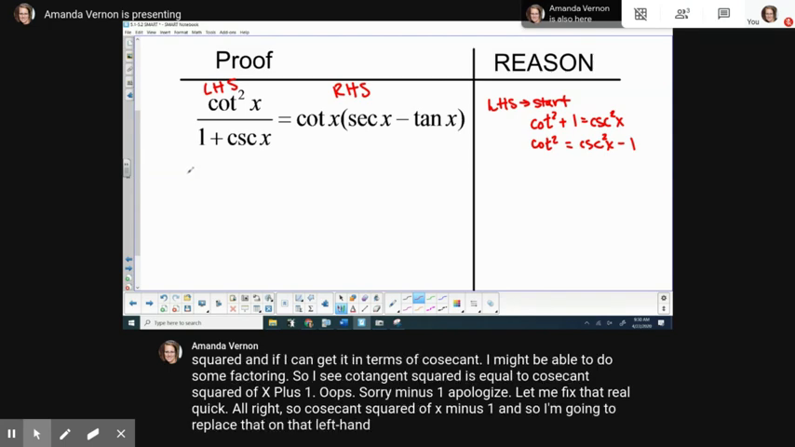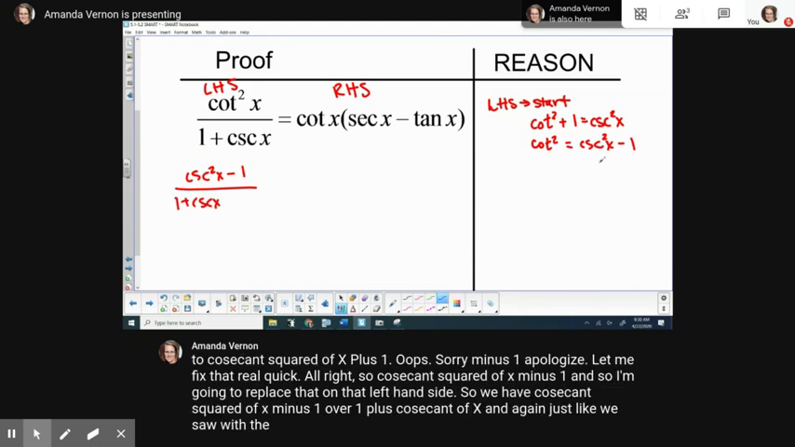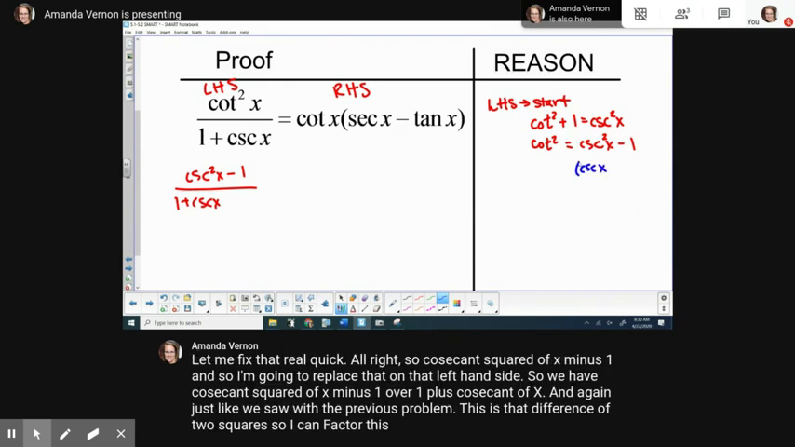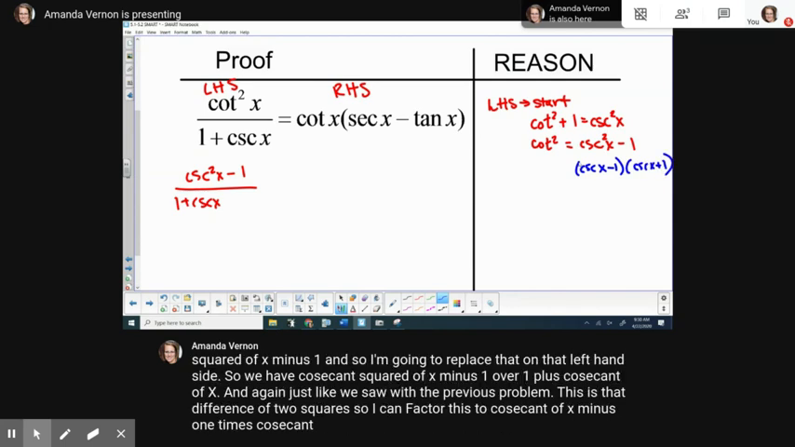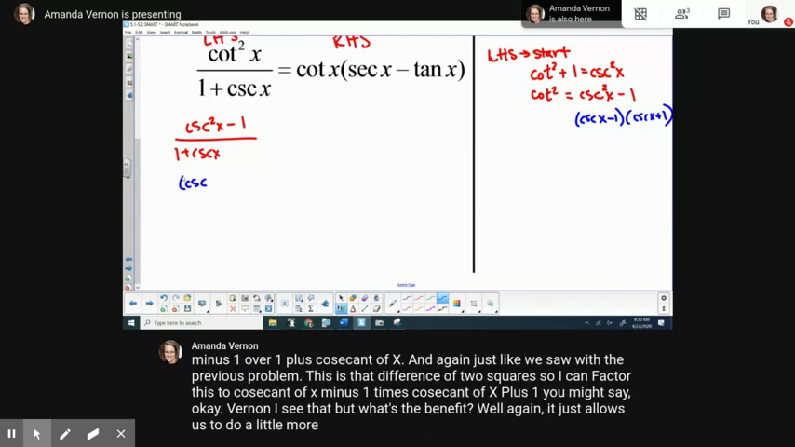So we have cosecant squared of x minus 1 over 1 plus cosecant of x. And again, just like we saw with the previous problem, this is that difference of two squares. So I can factor this to cosecant of x minus 1 times cosecant of x plus 1. And you might say, okay, Vernon, I see that, but what's the benefit? Well, again, it just allows us to do a little more simplifying. So I'm going to write that in.